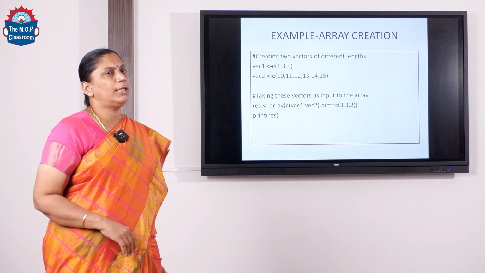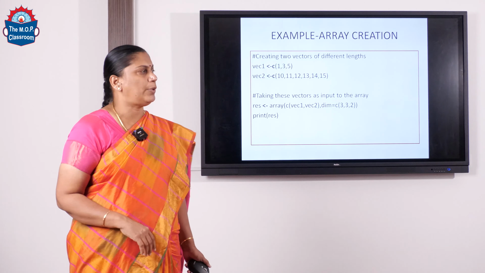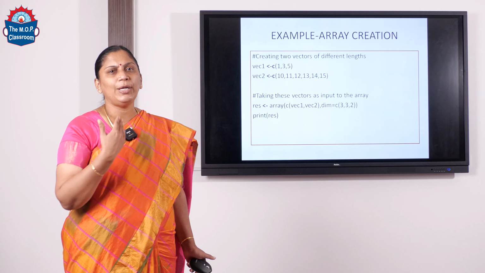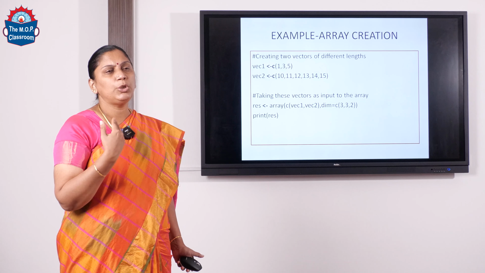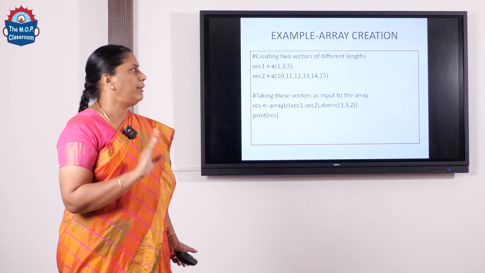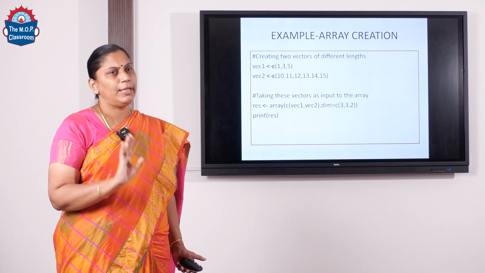And the second vector I am going to take is vec2 is equal to c(10, 11, 12, 13, 14, 15). As you can see from the slide, the two vectors are not of the same length. Vector 1 has 3 and vector 2 has 6 elements respectively.